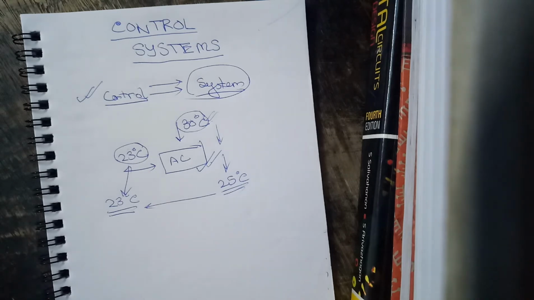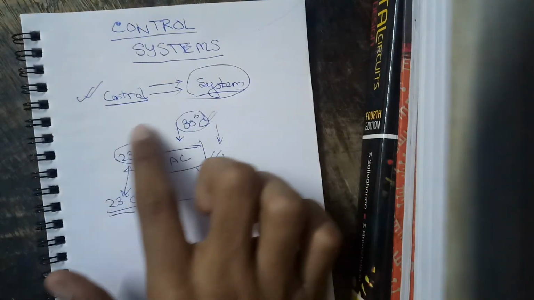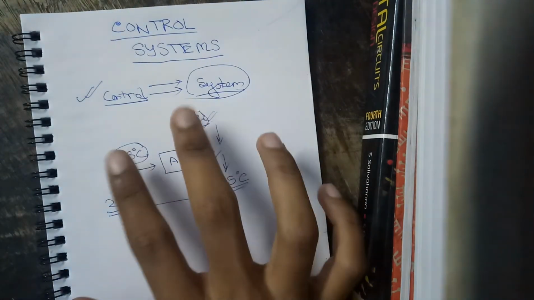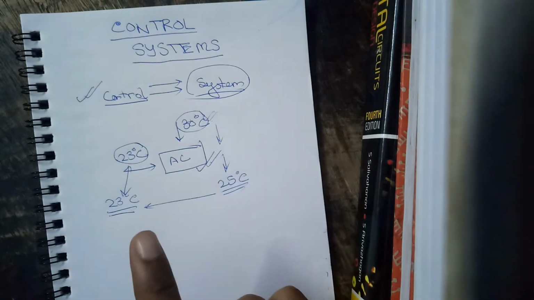So this is what a control system is: it studies the difference between what we are getting and what we are desiring, and thus it calculates an error between the two, and it makes the system work according to the difference, or according to the error.